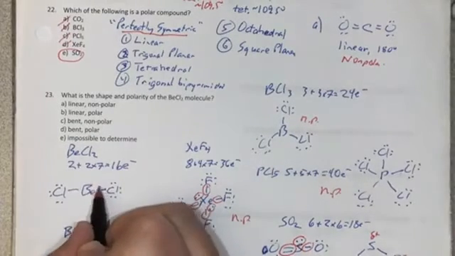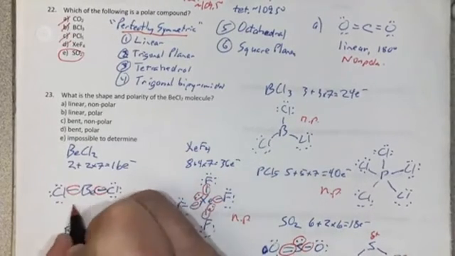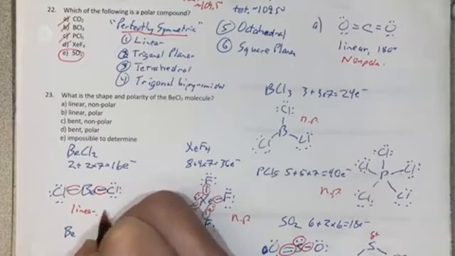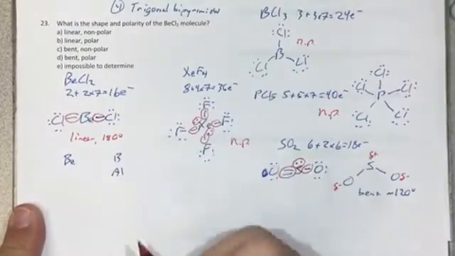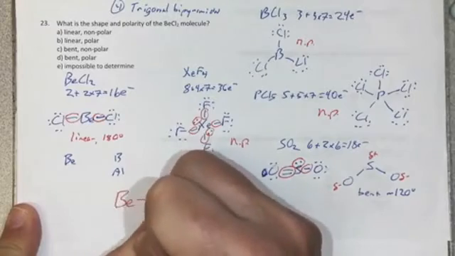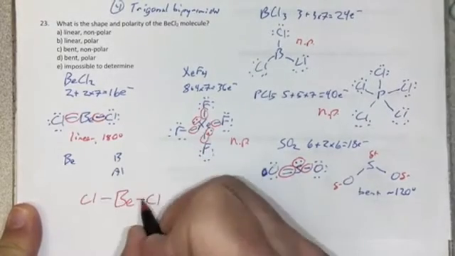How many groups of electrons are around the central atom? There's 2. Therefore, this is a linear molecule. The bond angle is 180 degrees. Now, if this is linear, is it polar or nonpolar? So here's this linear molecule, 180 degrees.